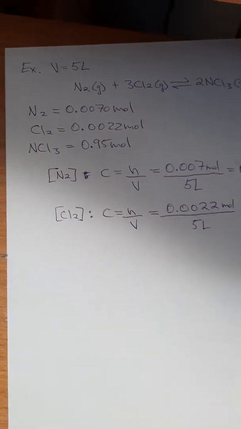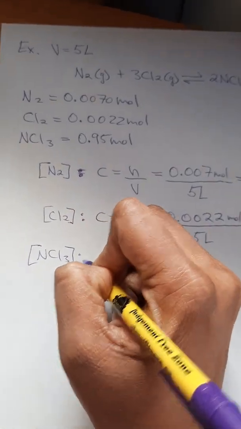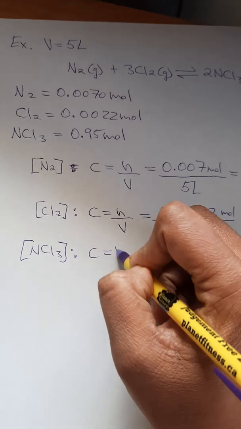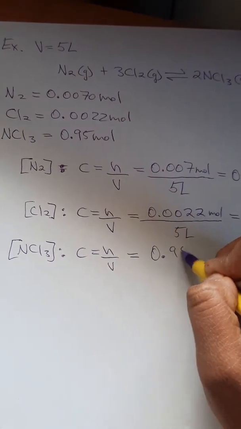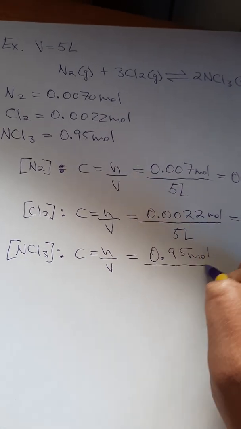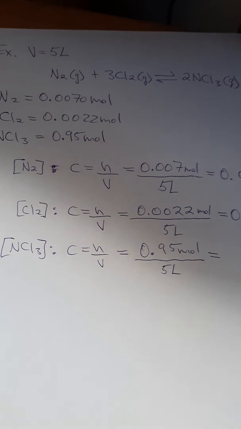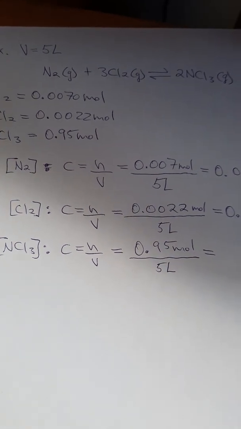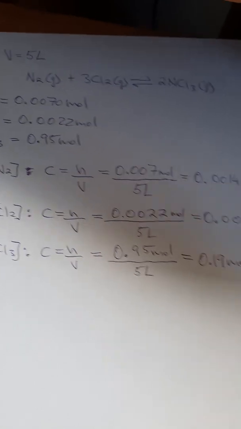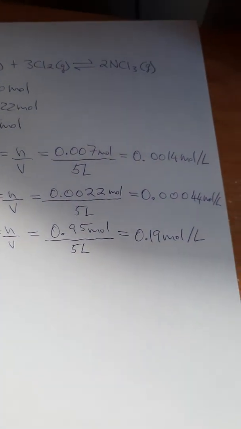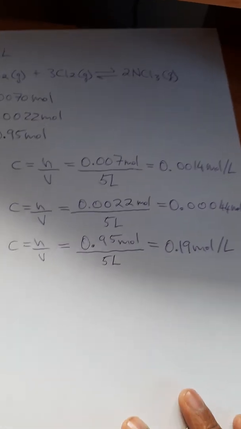And then lastly, let's do NCl3. Same thing. C equals N over V. I'm going to take 0.95 moles divided by 5 liters, like this. And I'm getting 0.19 moles per liter. So these are the concentrations that I'm actually going to use in my equation.